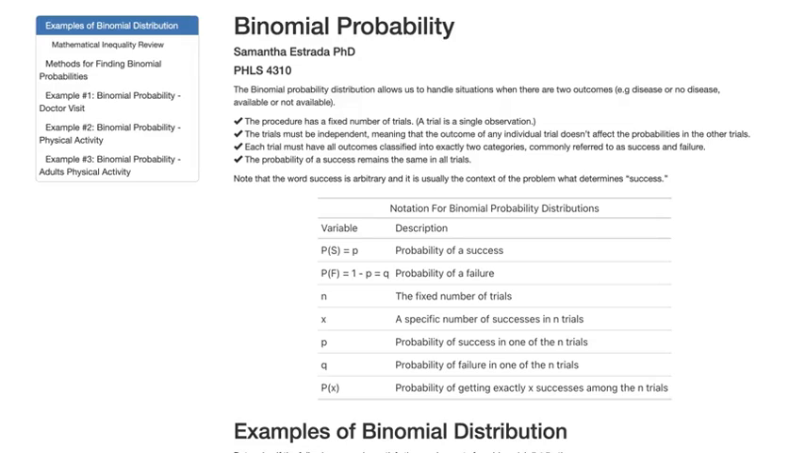This video is to go over briefly the binomial probability distribution. We're going to talk about what it is, the four conditions that need to be met, and how to use the table. So the binomial probability distribution, we use it when we have two outcomes.